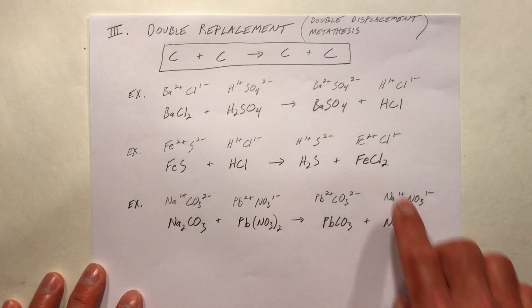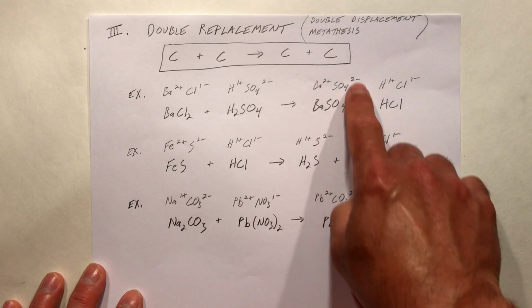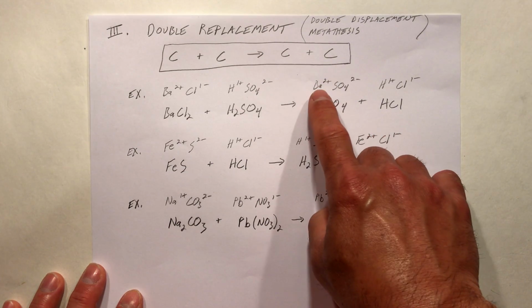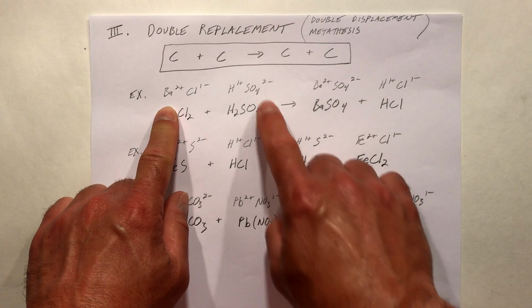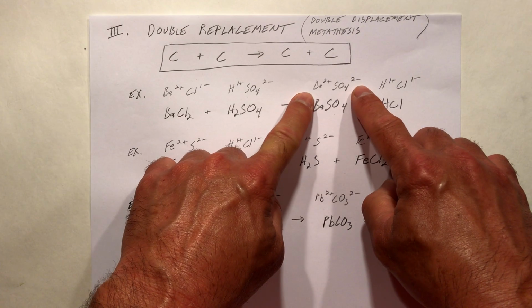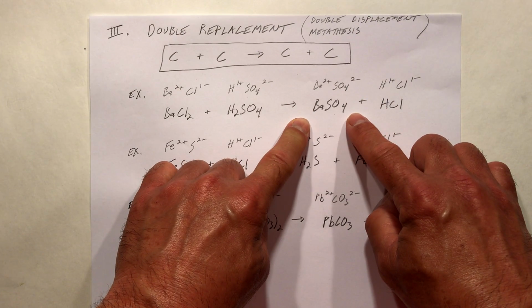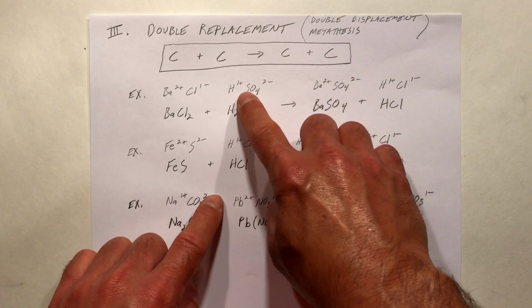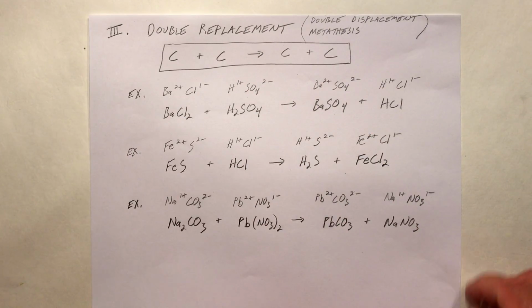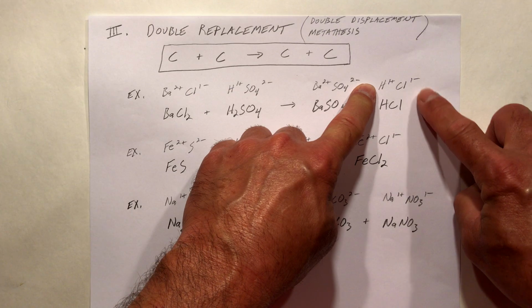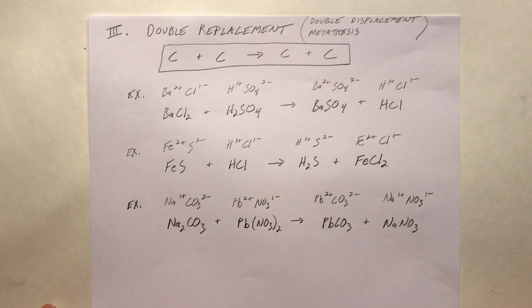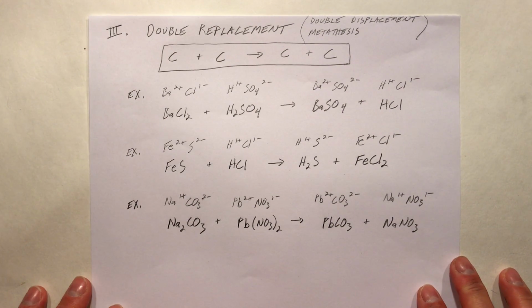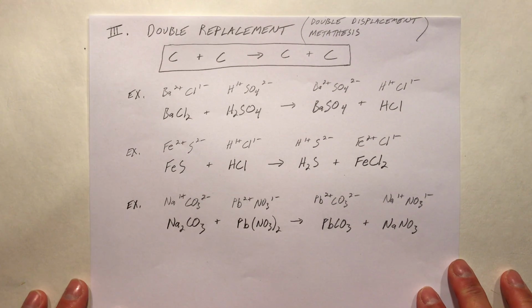Now when we rewrite these new combinations of ions, it's always important to put the positive first, negative second. We always do that. So Ba2 plus and SO4 2 minus crisscross to give us BaSO4. The 2's crisscross and reduce. And then H1 plus and Cl1 minus crisscross with H1 plus written first to give us HCl. That's how all double replacement reactions work, just changing dance partners.